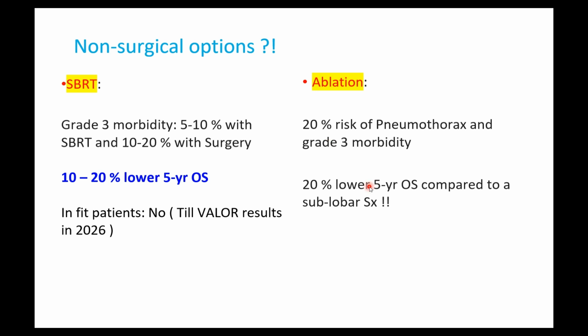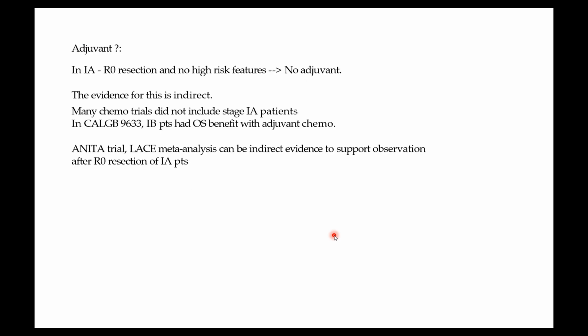Again, 20% risk of pneumothorax is there. Grade 3 morbidity can happen. Again, very low overall survival, 20% lower 5-year overall survival compared to a sublobar resection, not even a lobectomy. But still, if you don't have any other option, it can be kept in the back of our mind.